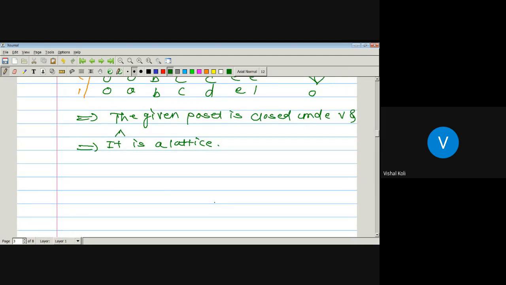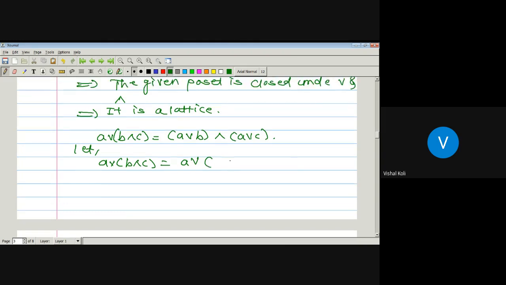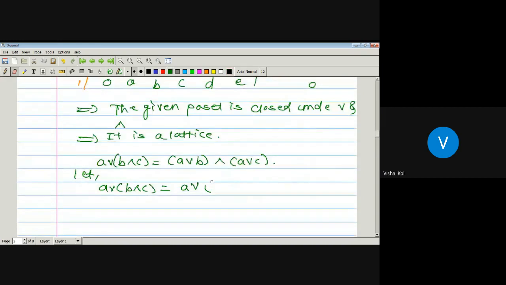So for that one, we will take for distributive lattice. What is the distributive lattice? Just we have to take one condition, that is A join (B meet C) is equal to (A join B) meet (A join C) or not. Okay. So what is A join (B meet C)? From Hasse diagram, B meet C is nothing but 0. Okay, so what is A join 0? Which is A.